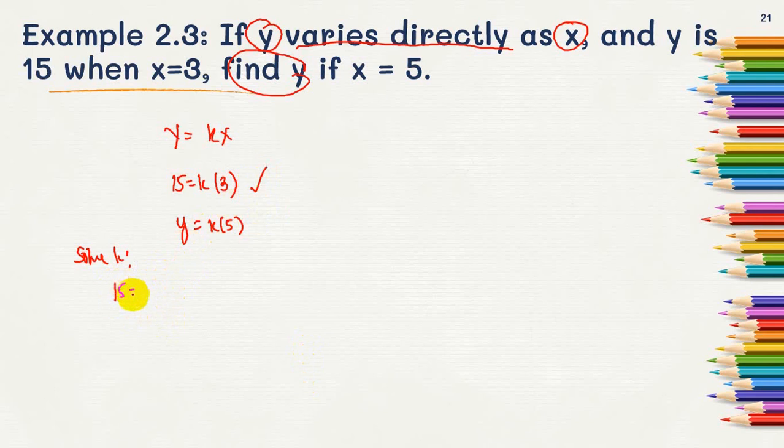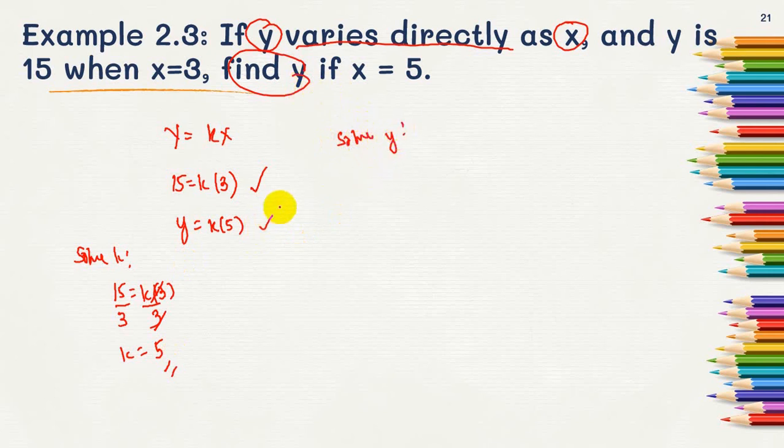So 15 equals k times 3. Divide both sides by 3. k will be equal to 15 divided by 3, which is 5. That's not yet the final answer. We need to solve for the value of y.